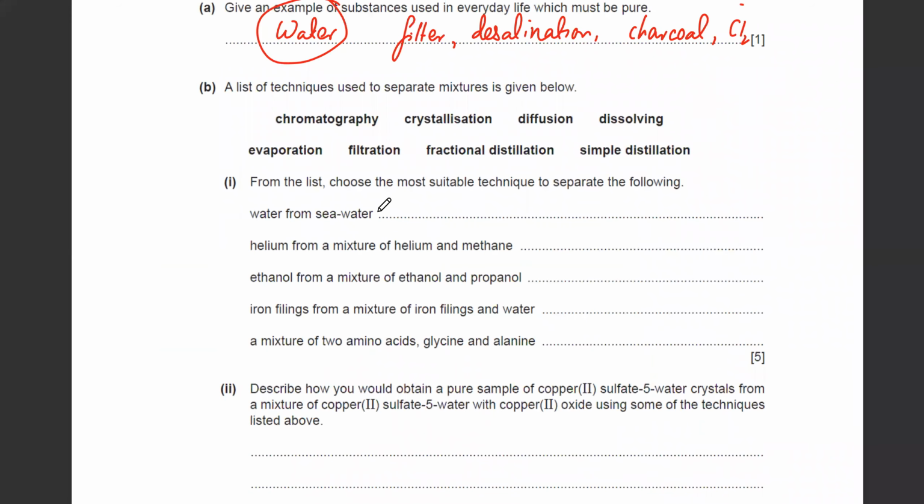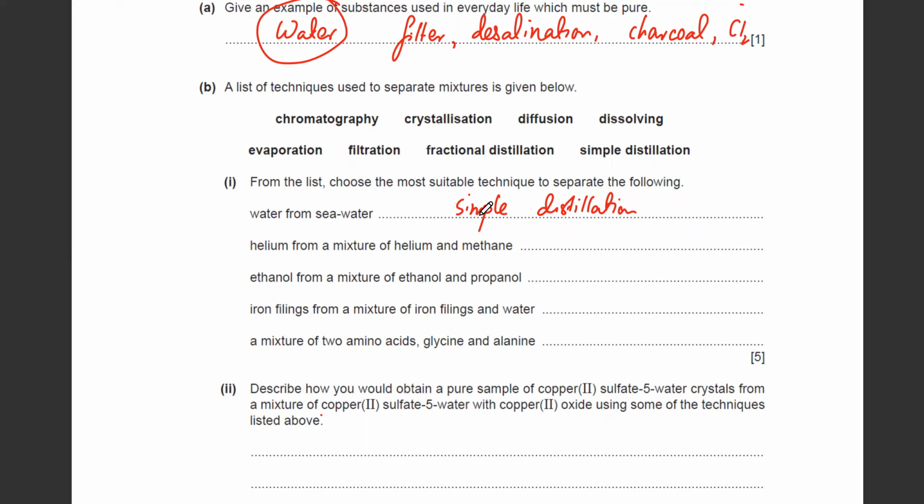As I'm coming back to this from the list, water from seawater, simple distillation should work for this. You evaporate the water and then you condense it at the other end. So simple distillation would work. Reverse osmosis would work for that, but that's not given as an option. Helium from a mixture of helium and methane.